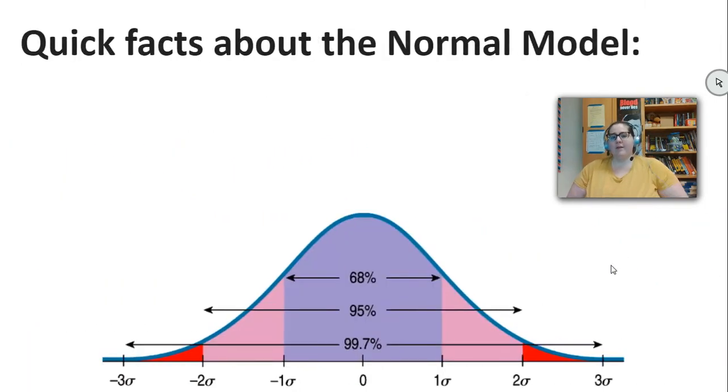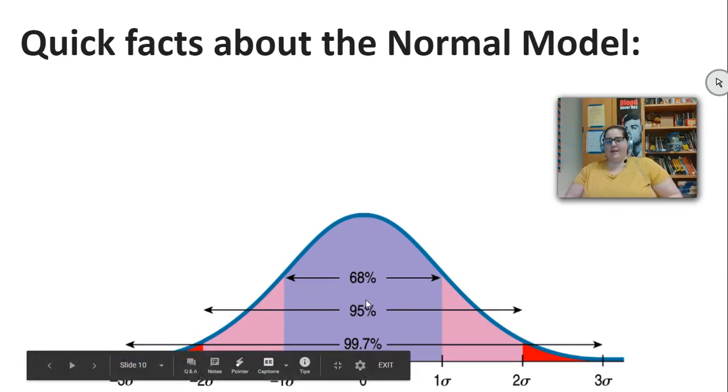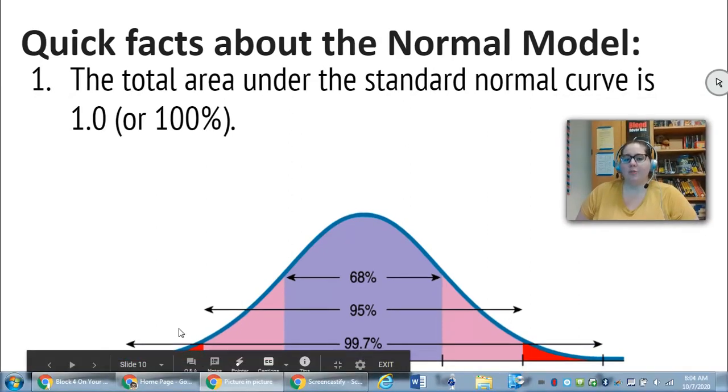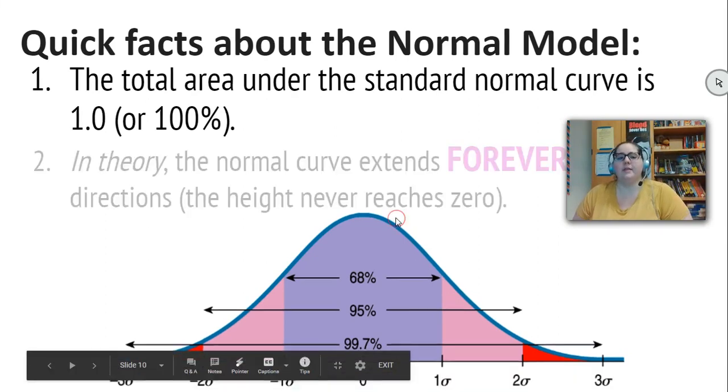A couple quick facts about the normal model, and then we'll make sense of this in terms of the walrus weights and what that tells us. The total area under the entire normal curve is 100%. So the entire normal curve, from all the way to the left to all the way to the right, the entire area underneath there is 100%.